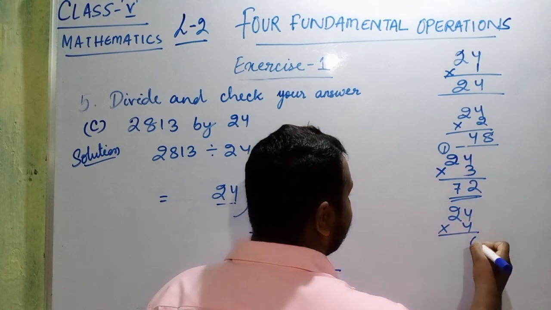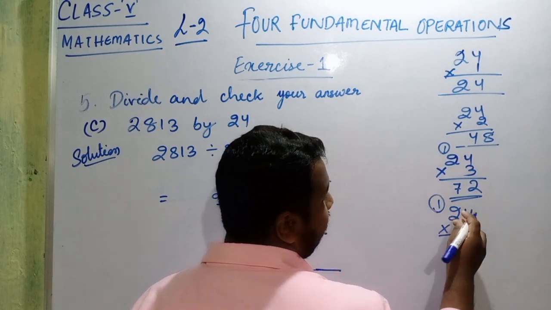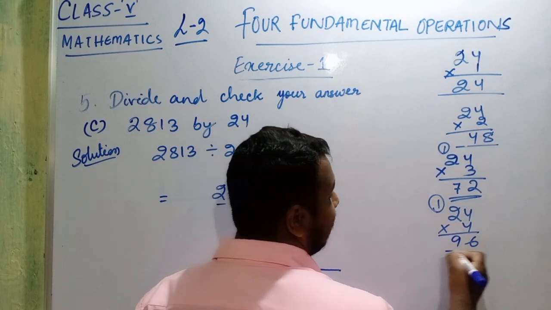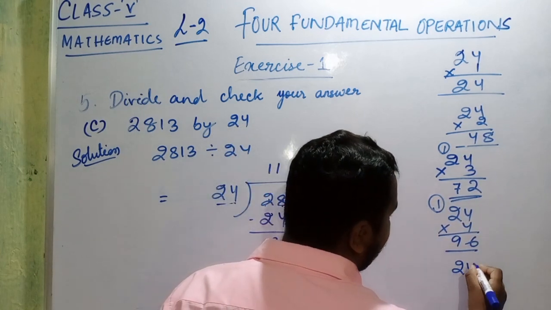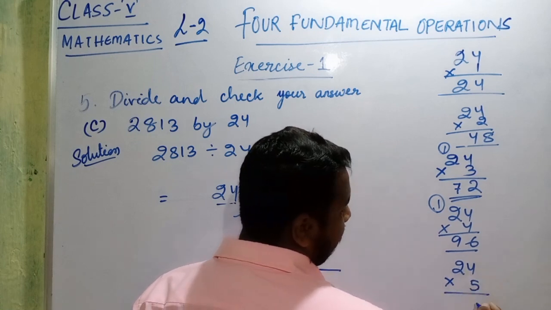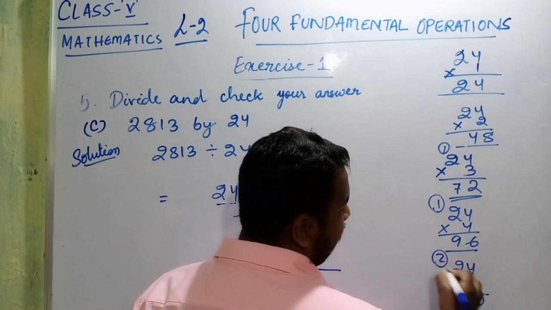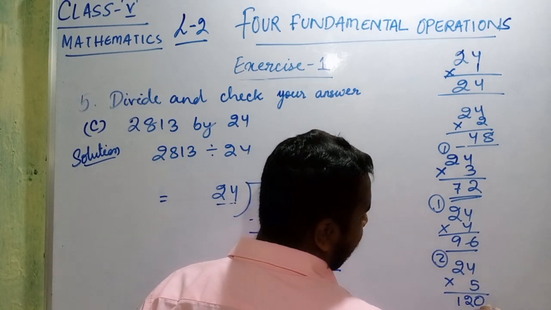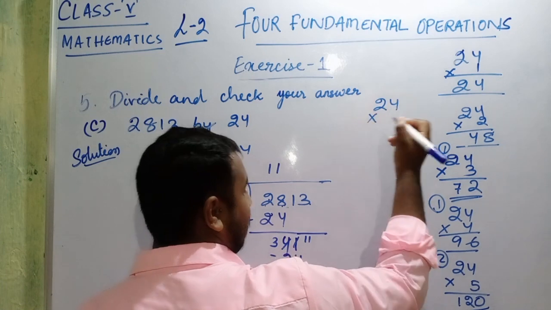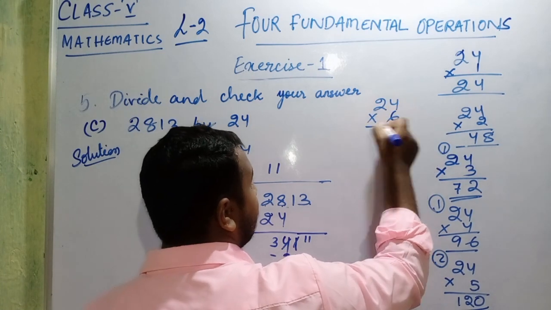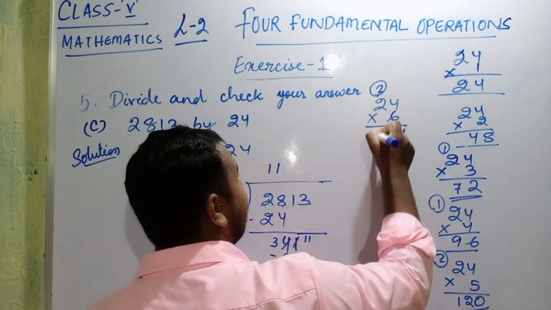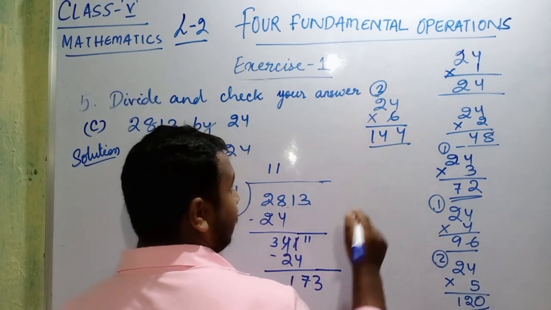Then again 24 into 4. It becomes 4 4s are 16. 2 4s are 8 plus 1, 9. Then 24 into 5, it becomes 20, 12. Yes or no? No. 24 into 6, 6 4s are 24, 2 6s are 12, 1, 14, 144. We need 173.